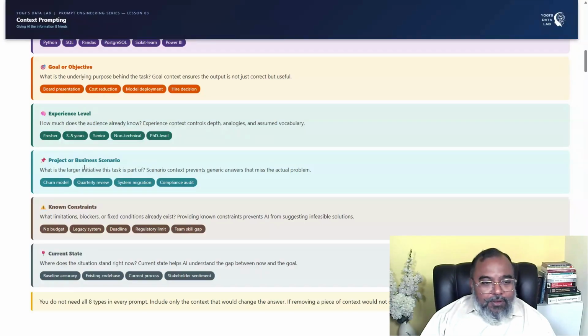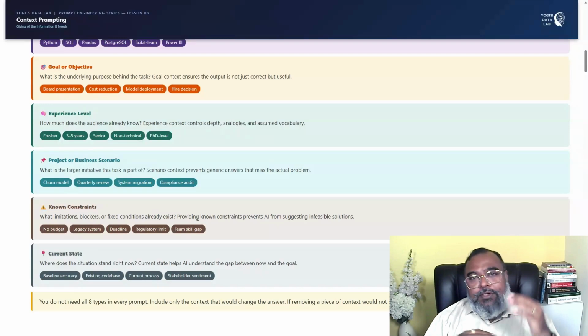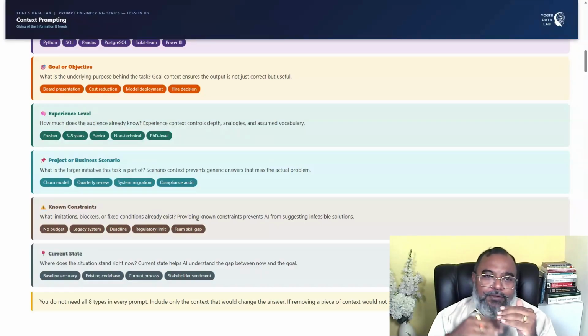Then you have the known constraints, like what limitations, blockers, or fixed conditions already exist. So for any LLM, when it is generating an answer, it might not know exactly what the constraints are, right? It will give you a complete answer. But if you go ahead and apply the constraints, it knows what it doesn't have to answer. So it will help you with that part. So these are the known constraints. Providing known constraints prevents AI from suggesting infeasible solutions.